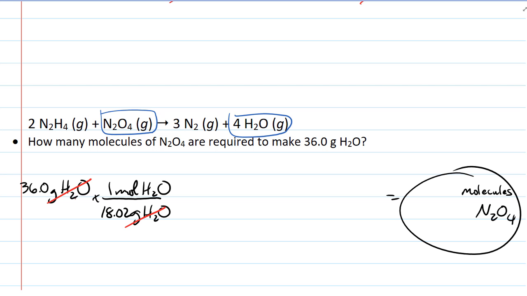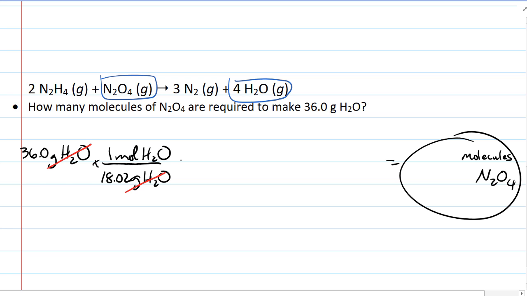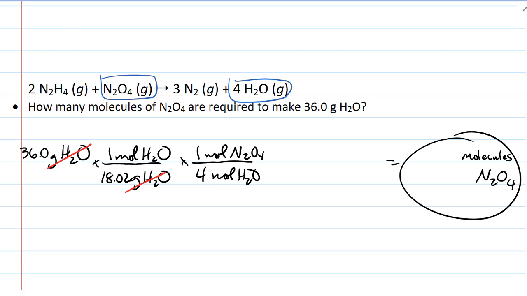That conversion is called molar ratio. So we come back here, do a molar ratio. On the bottom we'd put in how many moles of H2O? 4. And on the top we'd put in 1 mole of N2O4. At this point, moles of H2O cancel out.